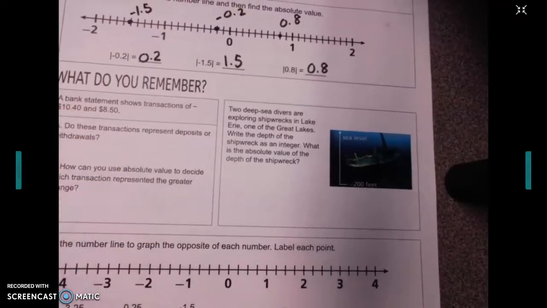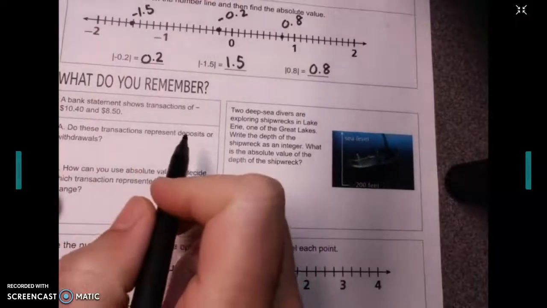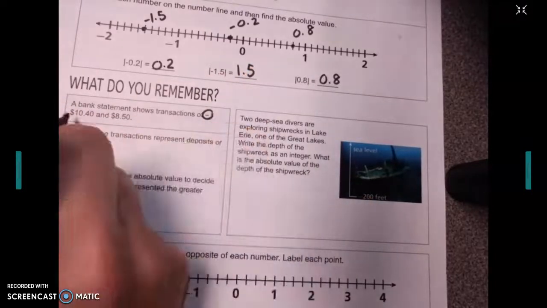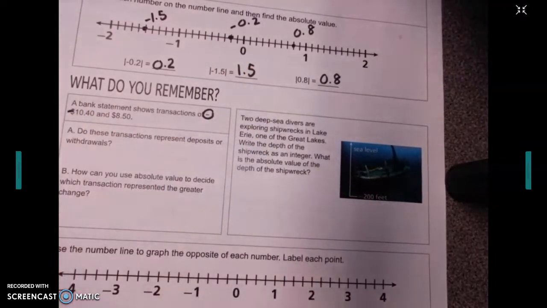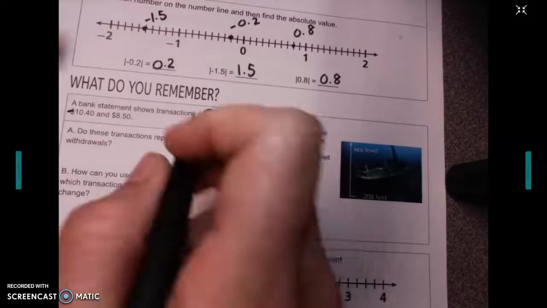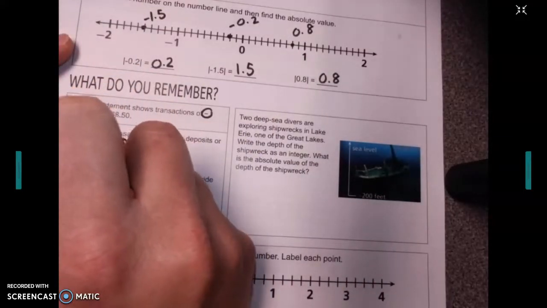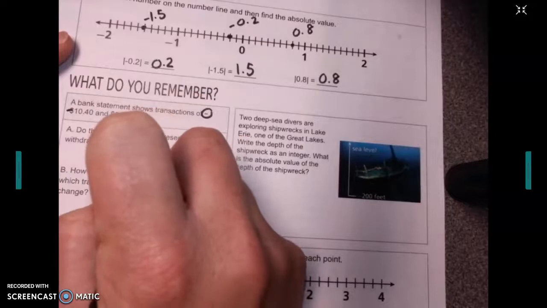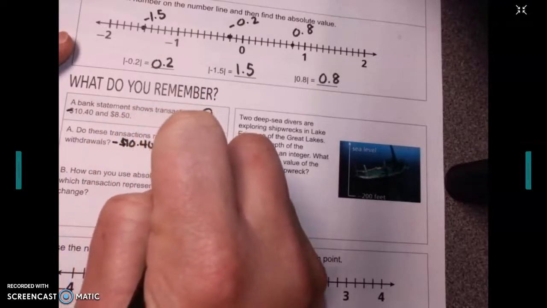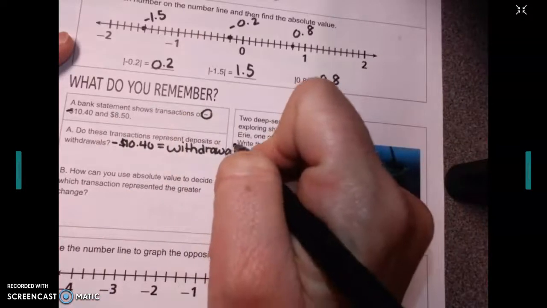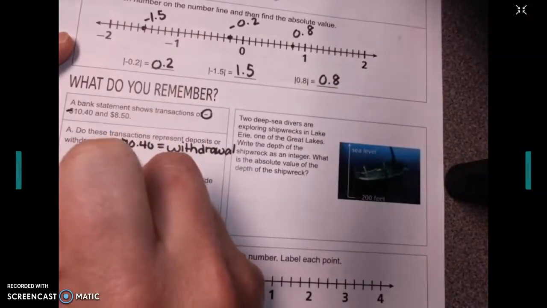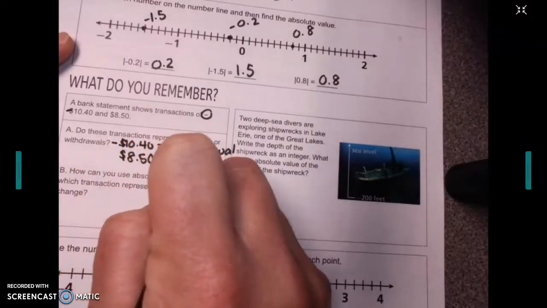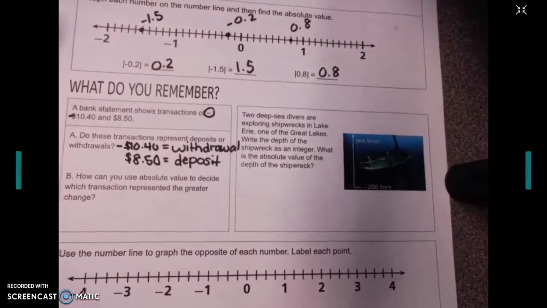Okay. A bank statement shows transactions of negative $10.40 and $8.50. Sorry, the negative sign's up here for some reason. This negative sign goes with the 10.40. Do these transactions represent deposits or withdrawals? So the negative $10.40, because it's negative, that is a withdrawal. And the $8.50 is a deposit because it's the positive amount of money. We're putting that money into our bank account.